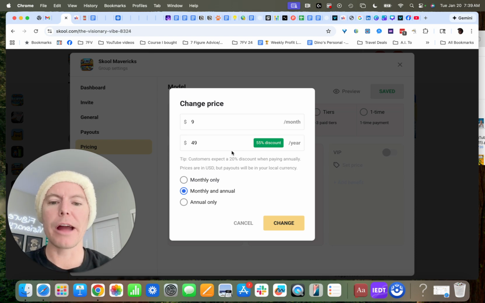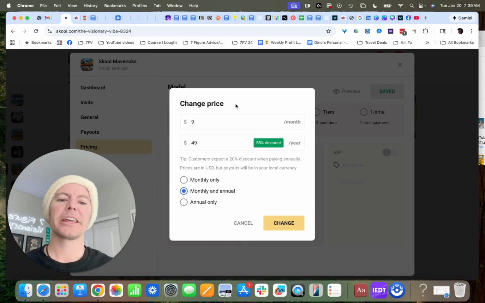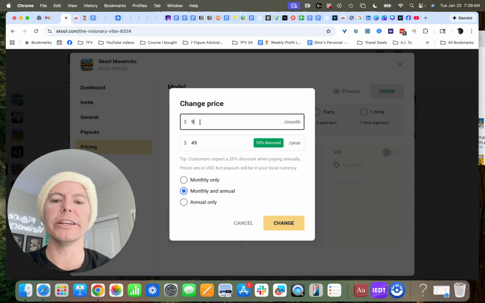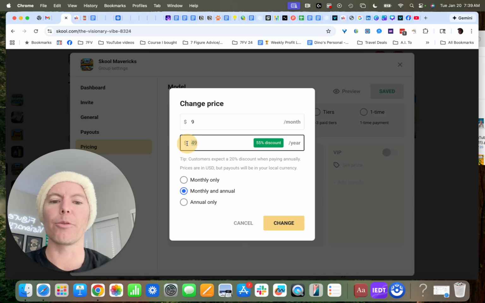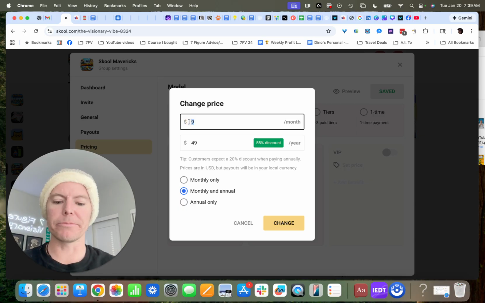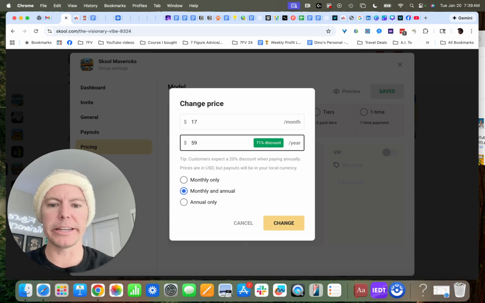I really like this pricing. $9 is less than a fast food meal, so it's very easy for people to say yes to that, and this has worked very nicely for us. This is what we have members inside of our community and challenge doing as well: start your first paying tier at $9 a month or $49 a year, or something equivalent. If you decide to do a little bit more, something like $17 a month, then this might be something like $69 or $79 for the year.